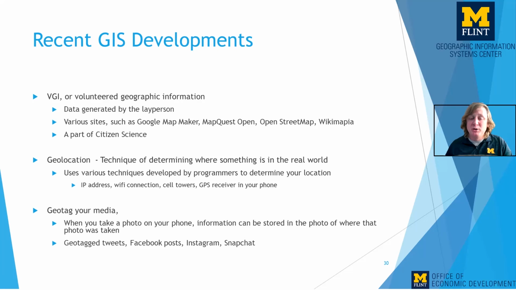And then we have what's known as geolocation. It's a technique of determining where something is in the real world. And you can use your IP address, your Wi-Fi connection, the GPS receiver in your phone or on your laptop. And with all that, now we're able to geotag our media. When you take a photo on your phone, it automatically tags where that location is that you took that photo. And then also with geotagged tweets or Facebook posts, you can check in places, Instagram, Snapchat, all of those capture location data about where you've been.